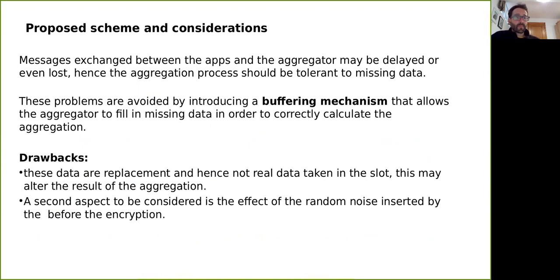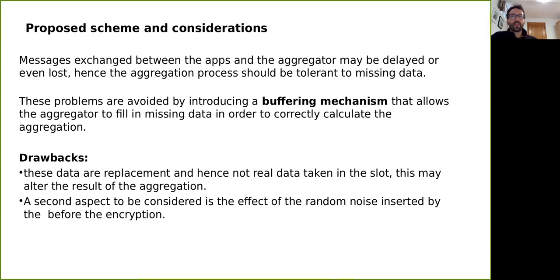to answer the problem that the data providers can upload the data asynchronously, and the data provided might be delayed or even lost. So the aggregation process should be tolerant to the missing information. To this purpose, what we have done is to introduce the buffering mechanism that allows the aggregator to fill the missing data in order to correctly calculate the aggregation.